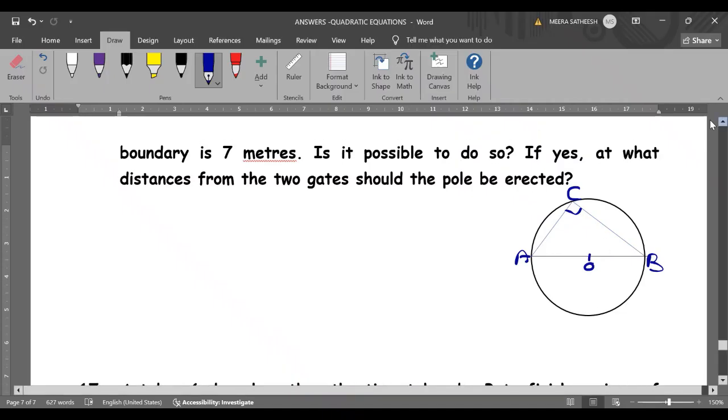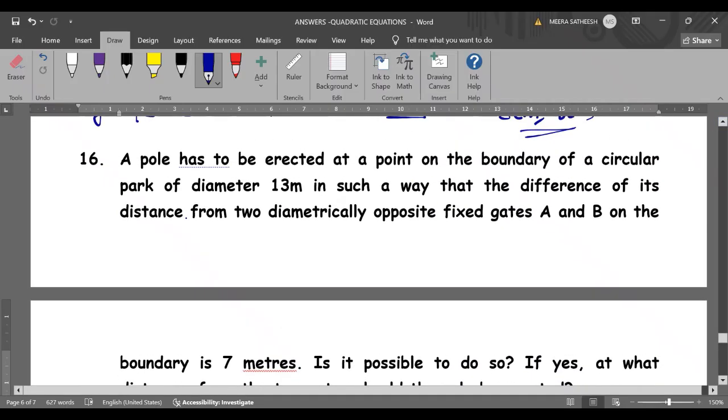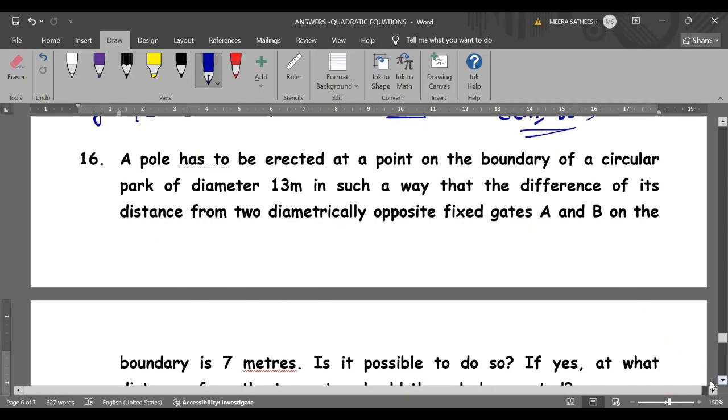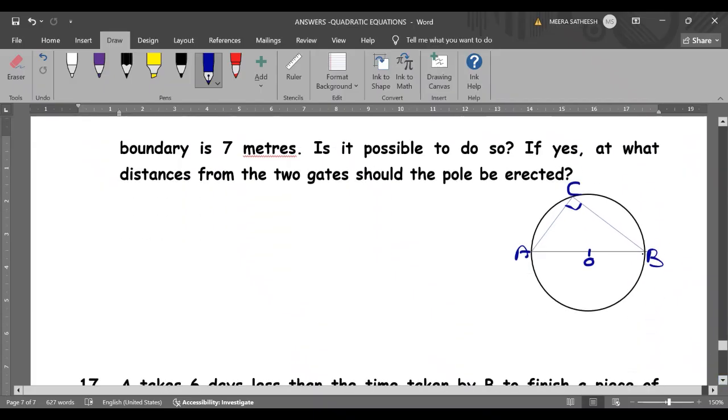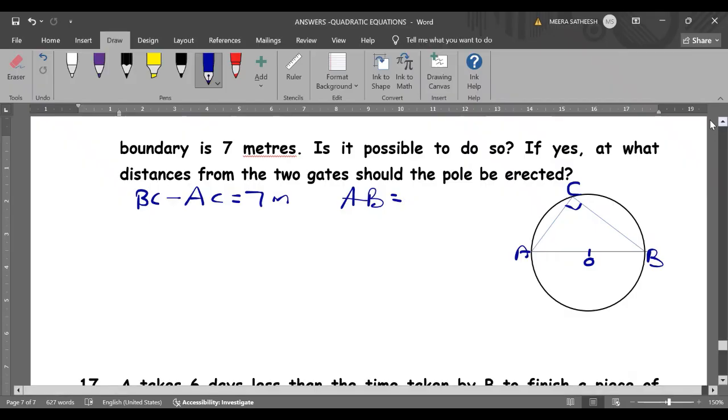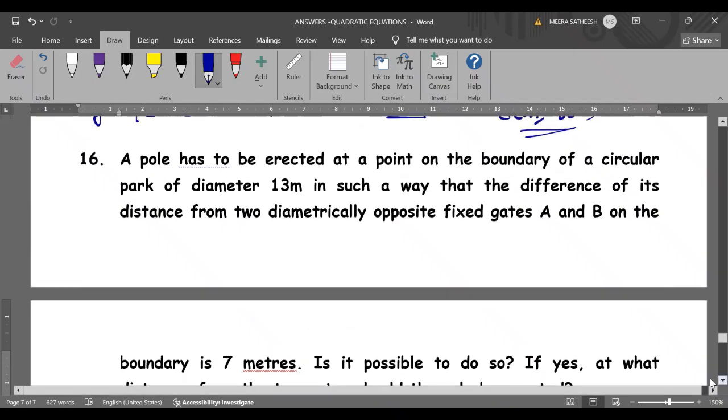Now what is given here? Diameter given. A pole has to be erected and the difference of its distance from two diametrically opposite fixed gates A and B on the boundary is 7 meters. That means BC, here BC is longer, no? So BC minus AC is given as 7 meter. Then diameter AB is given as 13, yes, diameter 13 given.